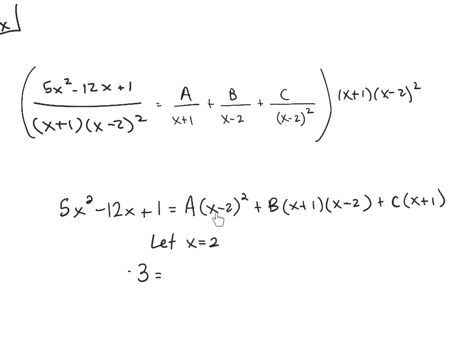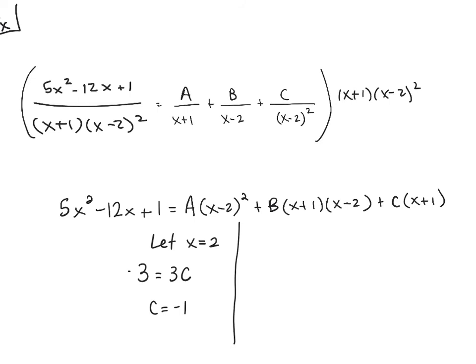And then a 2 here, 2 minus 2 is 0, so a is gone. Here, 2 minus 2 is 0. 0 times that is 0, so b is gone. Here, 2 plus 1 is 3. 3 times c is 3c. So c equals negative 1. So we found one of the values.